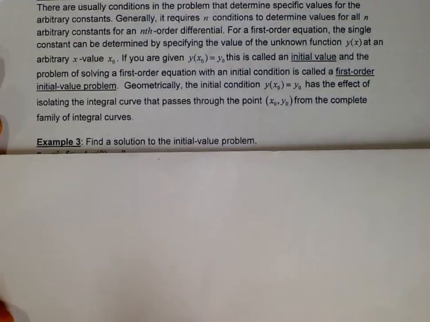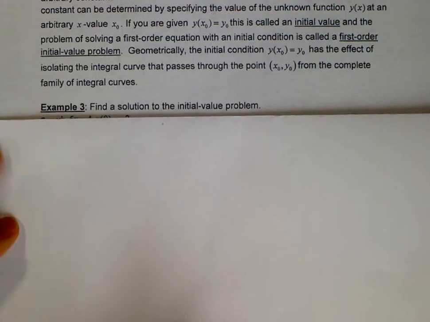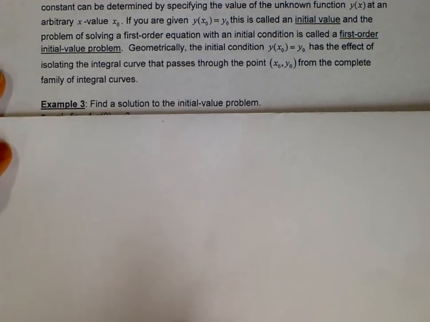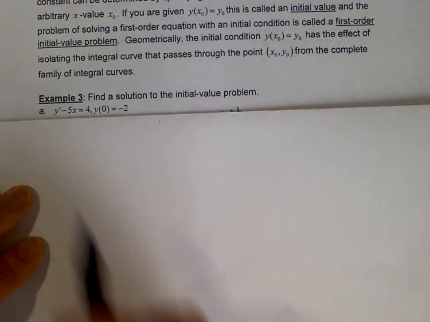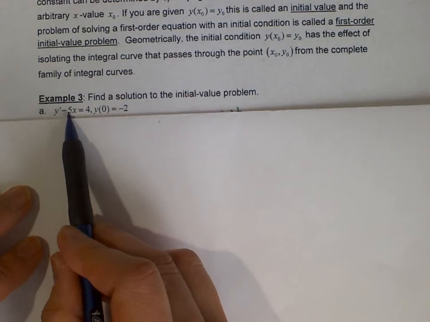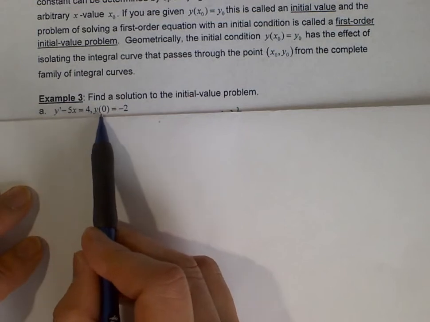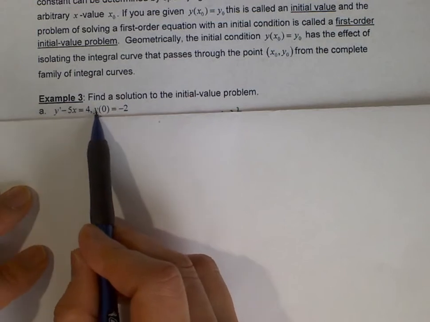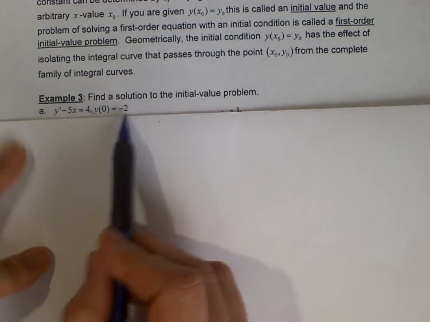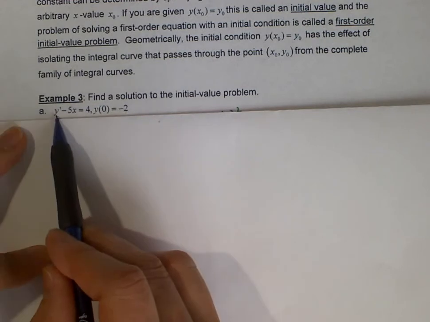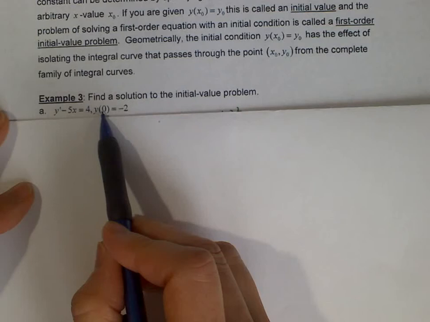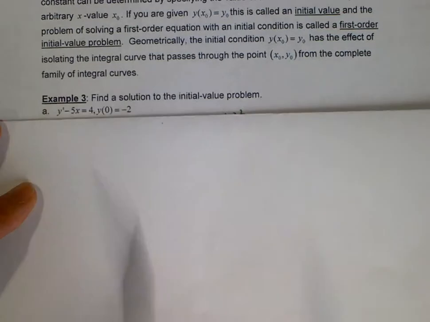So here's our first example. It says to find a solution for the initial value problem. So here you're given y prime minus 5x is equal to 4, and the initial value that's given is y of 0 is equal to negative 2. So since this is a first order differential, you only need to be given one initial value to solve the problem.